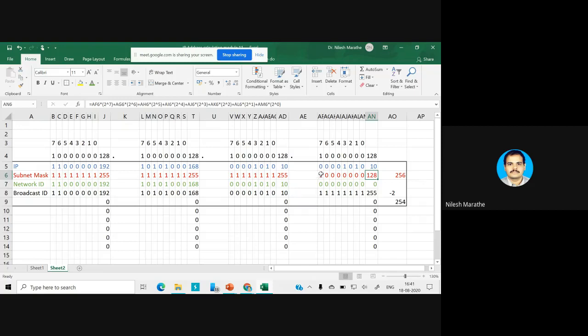Which forces me to consider the 1 bit from the last octet as part of the network ID, which is already 0, so there is no change. It is 0 itself. But the number of host bits will tend to, this should be 0. This is not the host portion, this is the network portion.